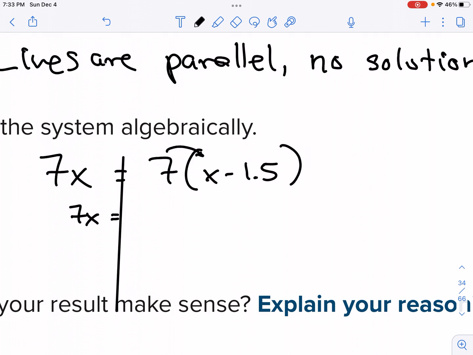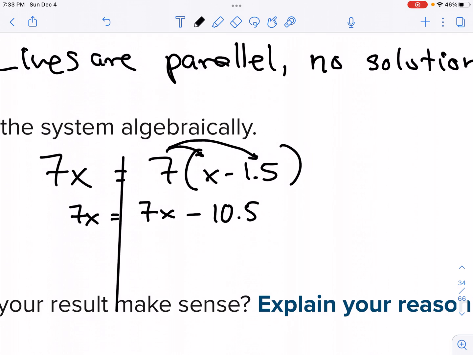Let me draw a line. 7 times x is 7x. Now 7 times a negative 1.5, this is negative 1, so 7 times 1 is 7. 7 times a half of 7 is 3.5. So 7 plus 3.5, that is 10.5. Or you could just take a calculator, you can multiply that.